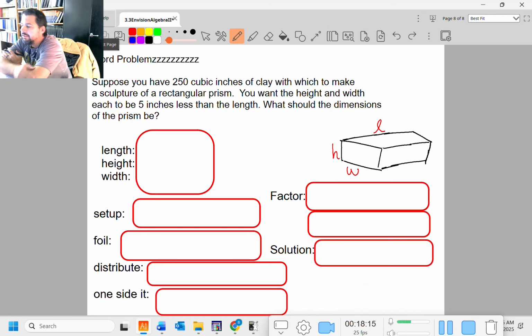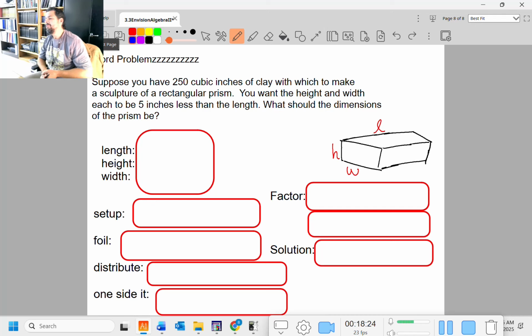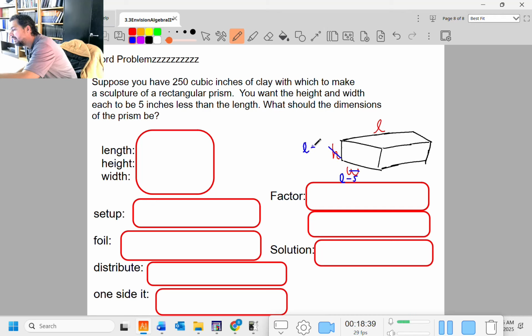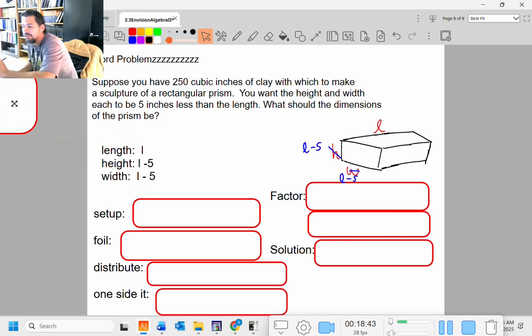And the last one, word problems. Suppose you have 250 cubic inches of clay with which to make a sculpture of a rectangular prism. You want the height and width to each be 5 inches less than the length. What should the dimensions of the prism be? So the height and the width are each 5 inches less than the length. So the width would simply be the length minus 5, and the height would simply be the length minus 5. So the length is L, the height is L minus 5, and the width is L minus 5.